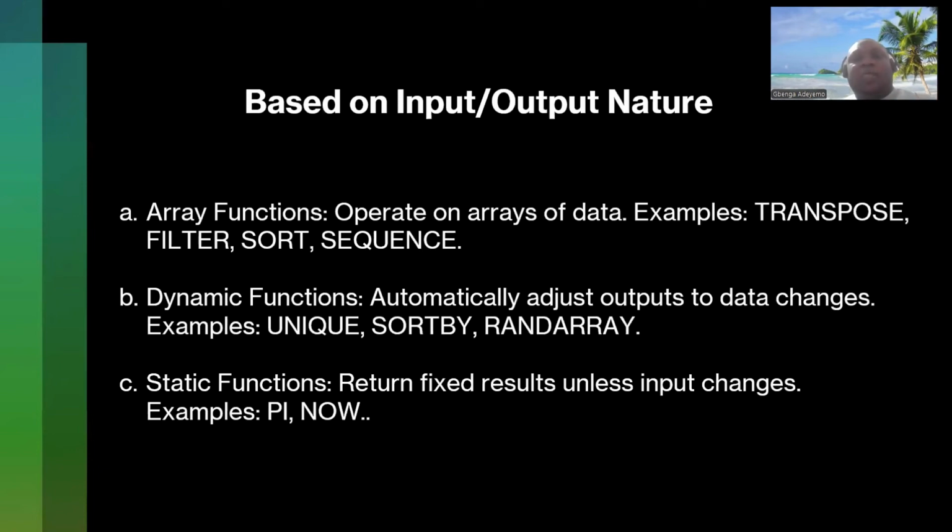Right. Also, another categorization of Excel functions is functions based on input-output nature. For example, we have the array functions. These functions allow us to operate on arrays of data. For example, your transpose, your filter, your sort, sequence, etc. Right? Another example we have under this categorization is the dynamic functions, right? So automatically, this one allows us to adjust outputs to data changes. For example, your unique, your sortby, your randarray, right?